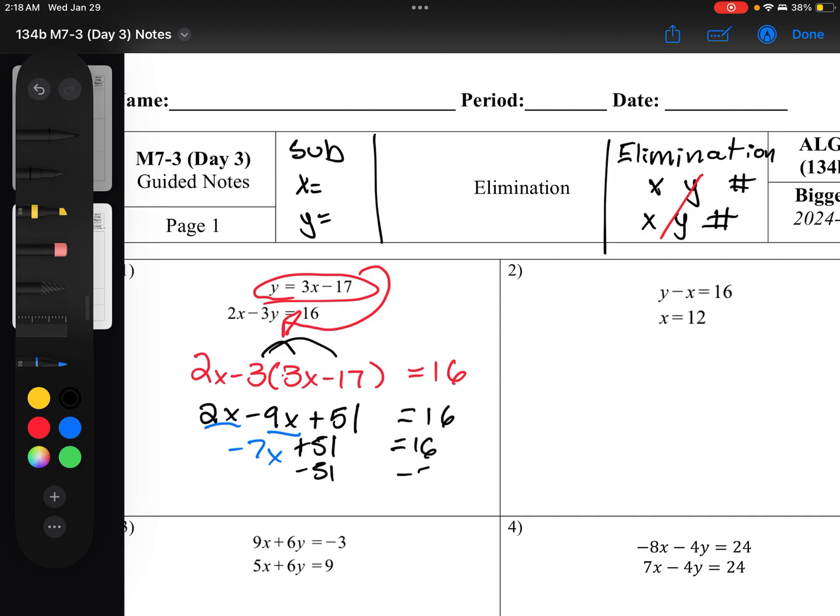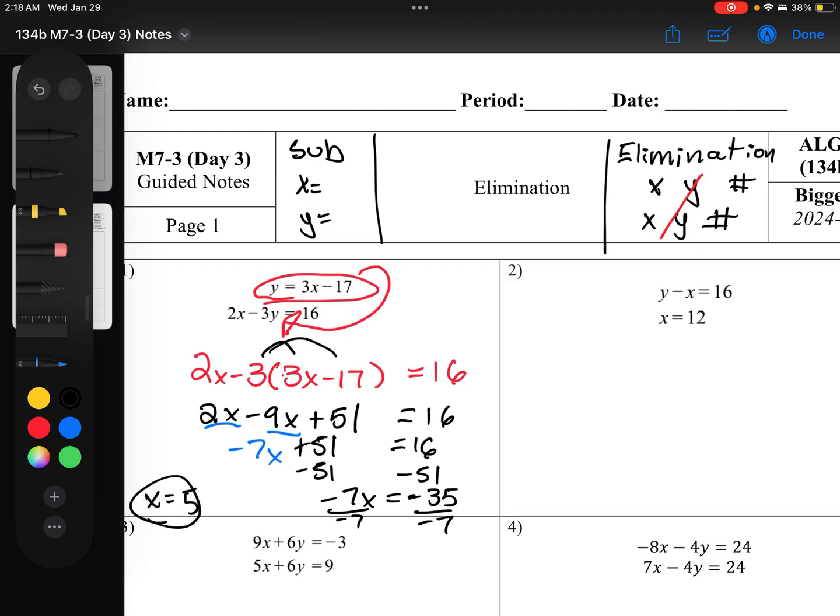Minus 51 to both sides. Negative 7x equals, I'm doing 16 minus 51, negative 35. Divide both of those by negative 7 to solve for x, and x is equal to positive 5 because you have negative 35 divided by negative 7.